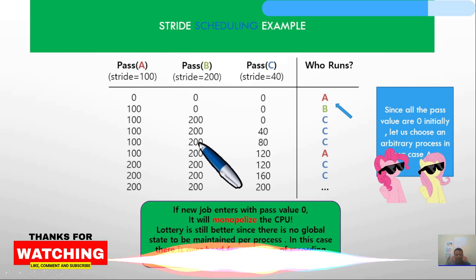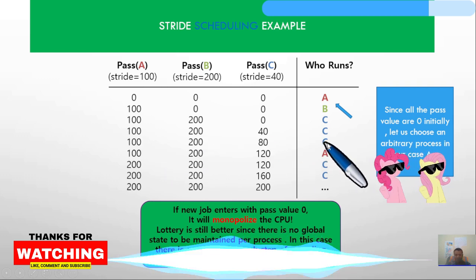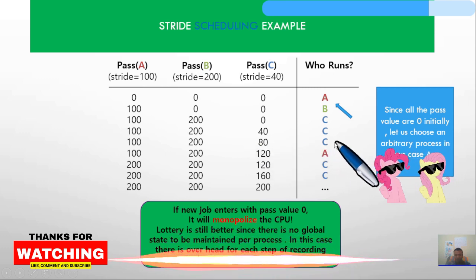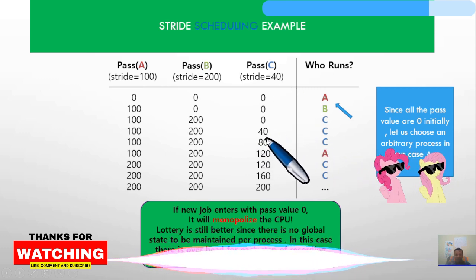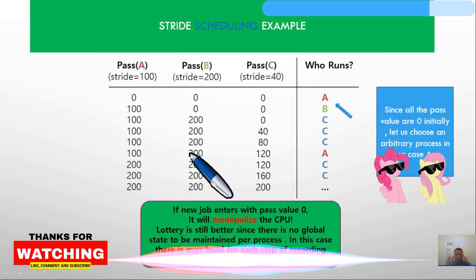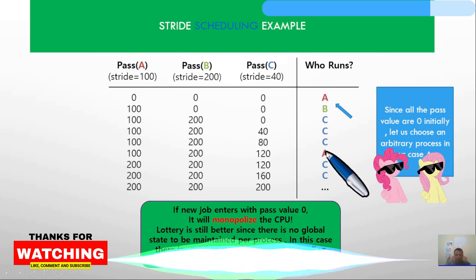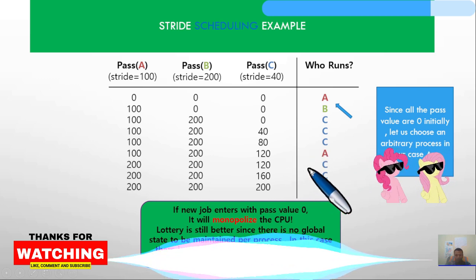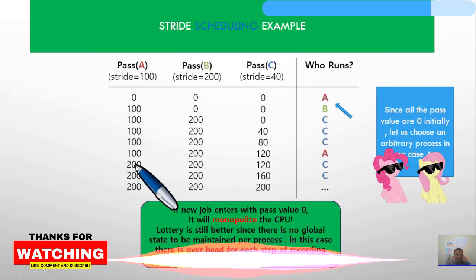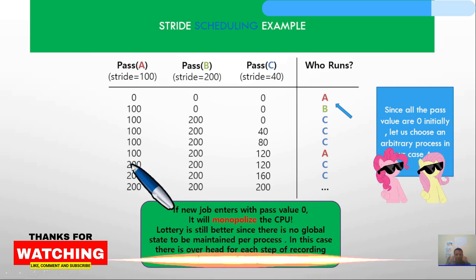Again from 100 to 180, C is the least again. So C will run and it will update the stride by 40, to 120. At this stage, with 120, 200 and 100, A will take over the CPU and it will run for the time counter. So A will run. After that, A will update its pass value by the stride 100, and it will become 200.